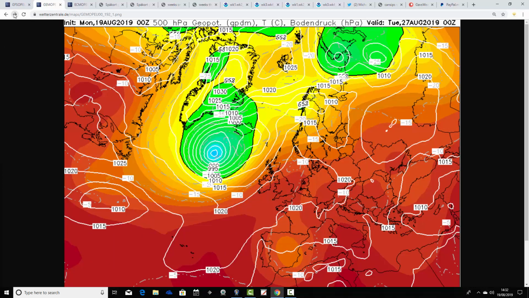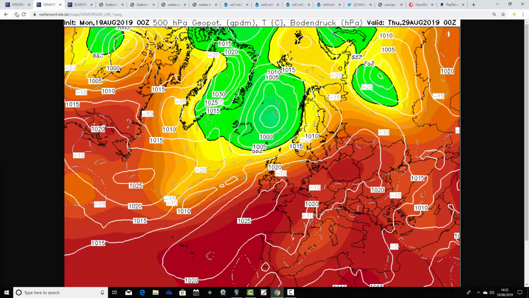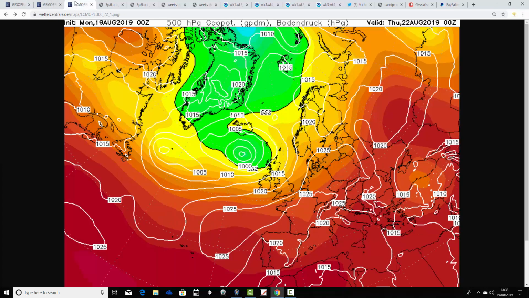Now, as we go through the course of next week, what we find is that the ridge continues across England and Wales, always looking a little bit more unsettled up across Scotland and Northern Ireland. And that's how we finish at day 10 with the GEM, so more or less under high pressure. The GEM is actually a warmer and drier model run for next week compared to what the GFS is showing. And then we've got the ECMWF again on Thursday.